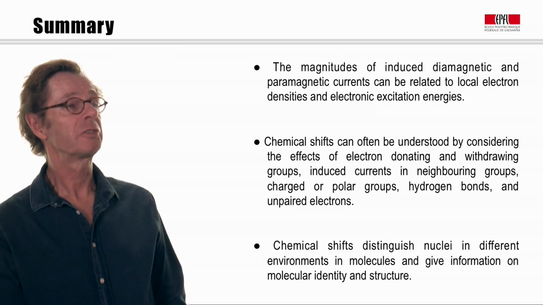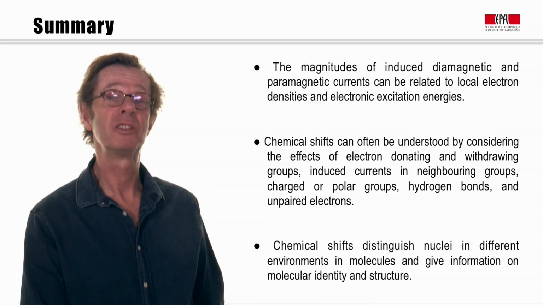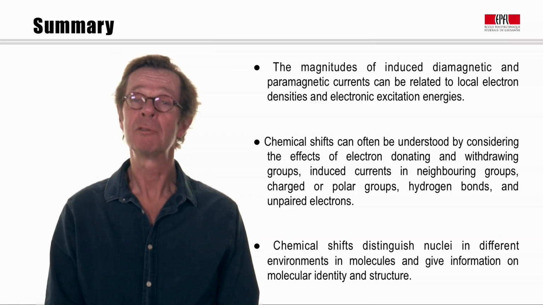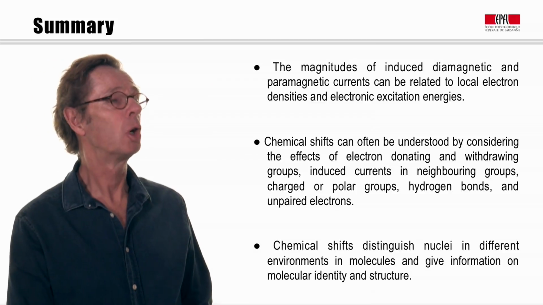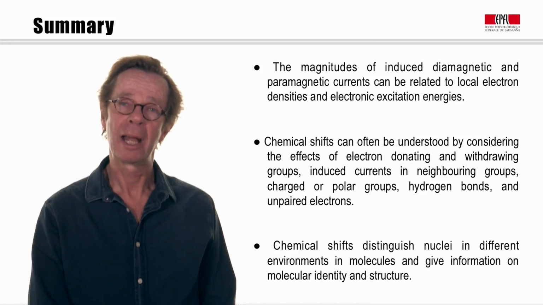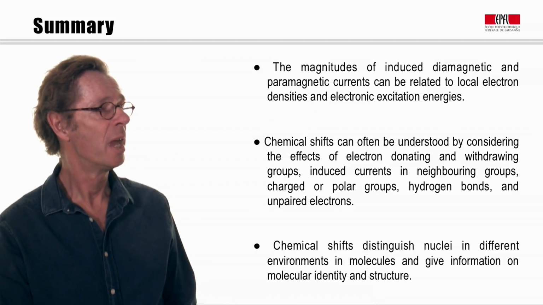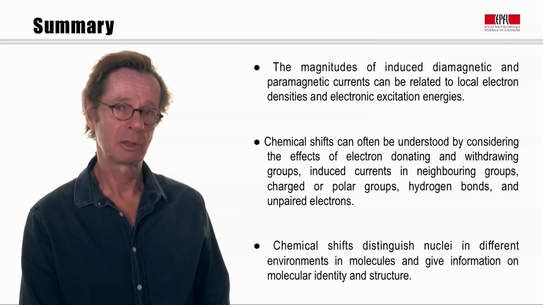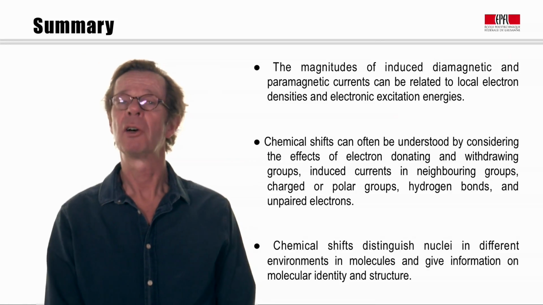Chemical shifts can often be understood by considering the effects of electron donating and electron withdrawing groups, by looking at the effects of induced currents in neighboring groups, such as triple bonds or aromatic rings, looking at charged or polar groups, at the role of hydrogen bonds and of unpaired electrons, which have hyperfine couplings to the nuclei that we are looking at. Chemical shifts distinguish nuclei in different environments in molecules and therefore give information both on the molecular identity and on the molecular structure.